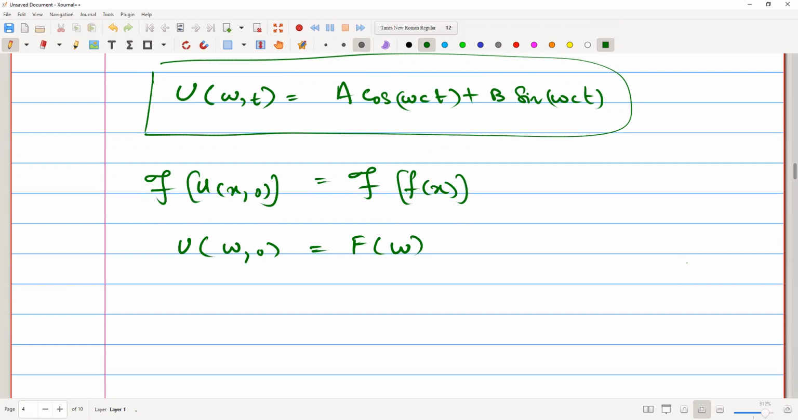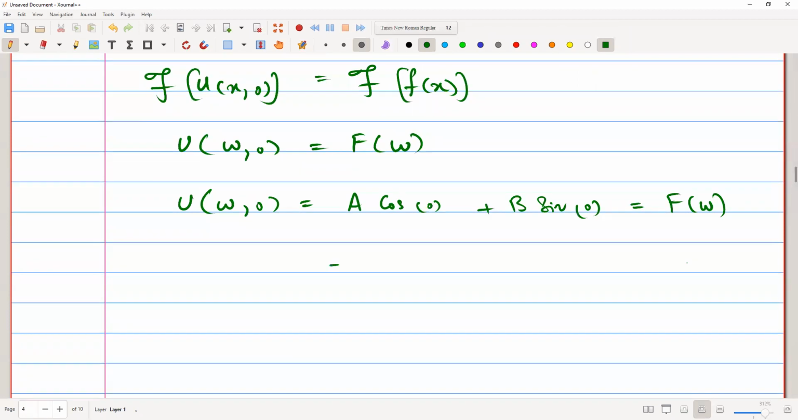So we can simply write here that u of omega, 0 equals a cosine 0 plus b sine 0 equals f of omega. Since sine 0 is 0, this implies that a equals f of omega.